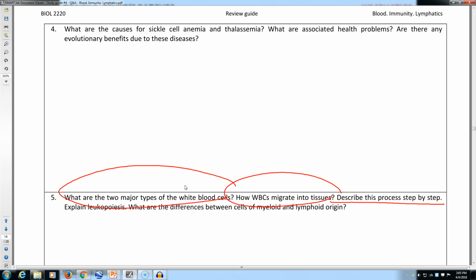So white blood cells are produced in response to, say, infection. Cells of myeloid versus lymphoid origin. Cells of myeloid origin, where do they end up? In the blood. Cells of lymphoid origin end up in lymphatics. Good?